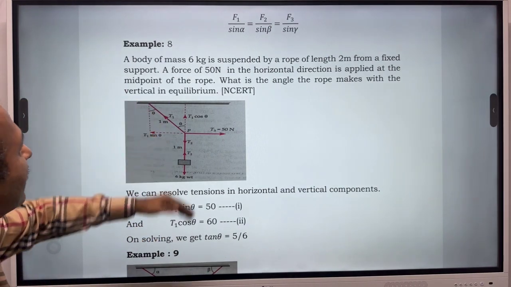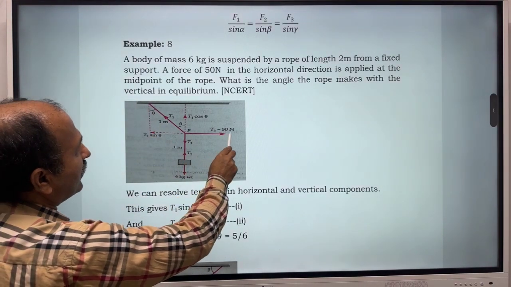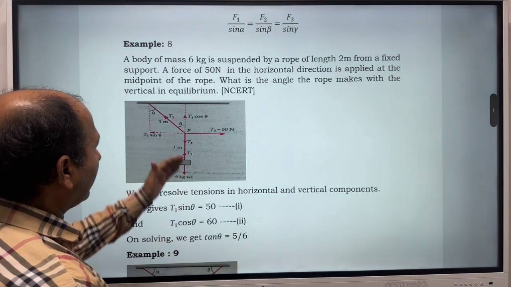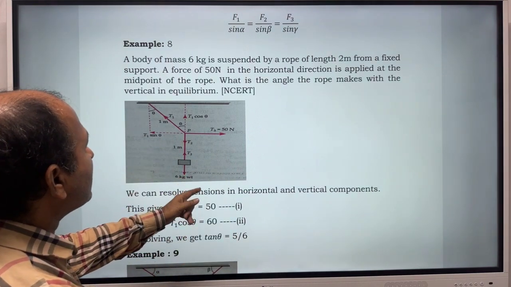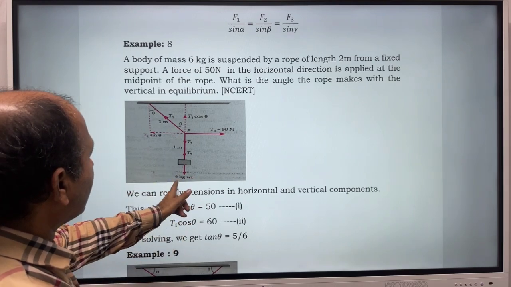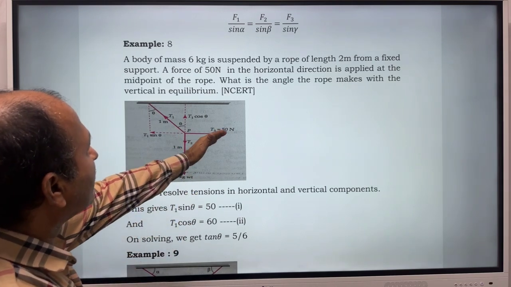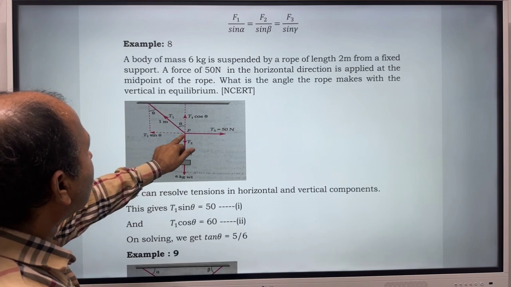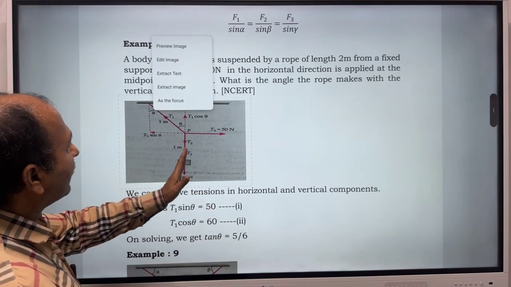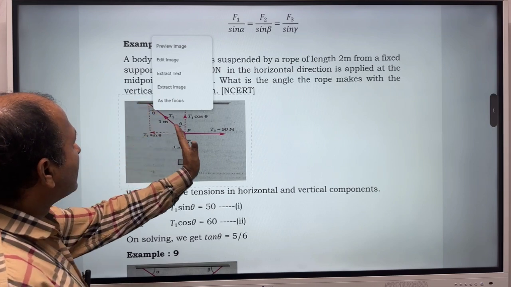Once again I am going to tell you. So here this is 50 Newton force which is acting in this direction. Here 6 kg weight is acting downward. Kg weight means multiplied by 10 Newton. So downward force is 60. Here it is 50. Now at this point, because we have to check the equilibrium of this point, for this we take the component of this tension.